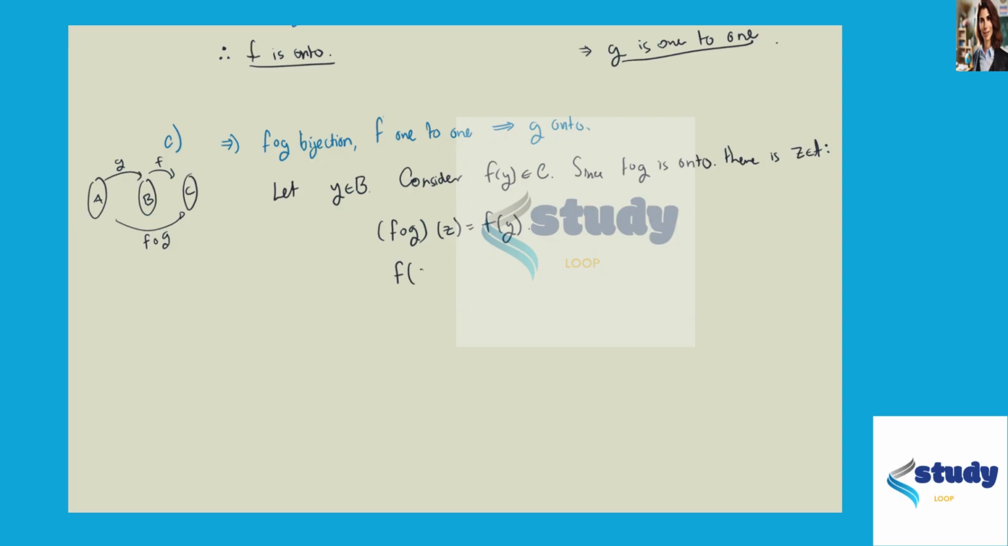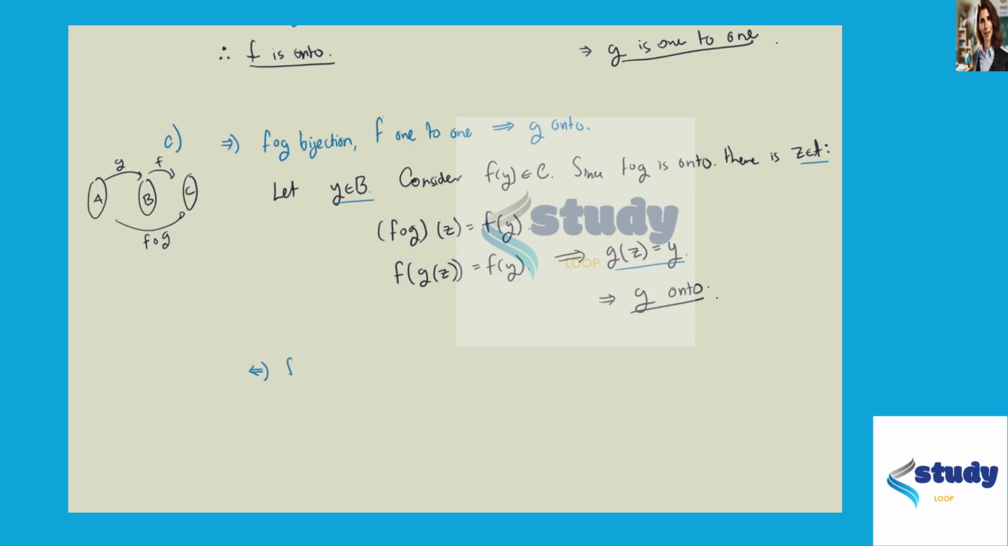Now f composed with g can be written as f of g of z, and this is equal to f of y, but using the assumption that f is 1 to 1, then we can conclude that g of z equals y. And so we took an arbitrary element of B, and we saw that there's an element of A such that g of z is y, so that means that g is onto.